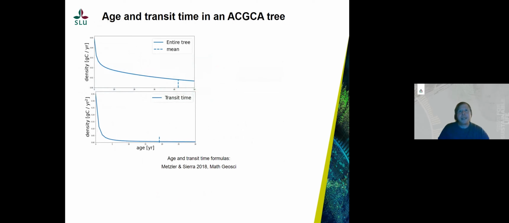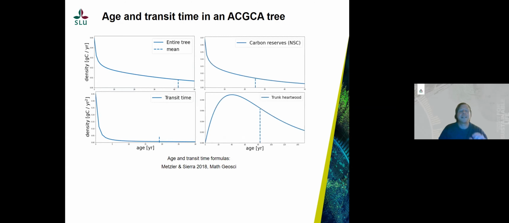Now let's have a look at the age and transit time in such an ACGCA tree model. Here, the upper graph shows the age of carbon in the tree, and the lower graph shows the age of carbon leaving the tree, so the transit time. And we can immediately recognize that those two are not the same anymore.